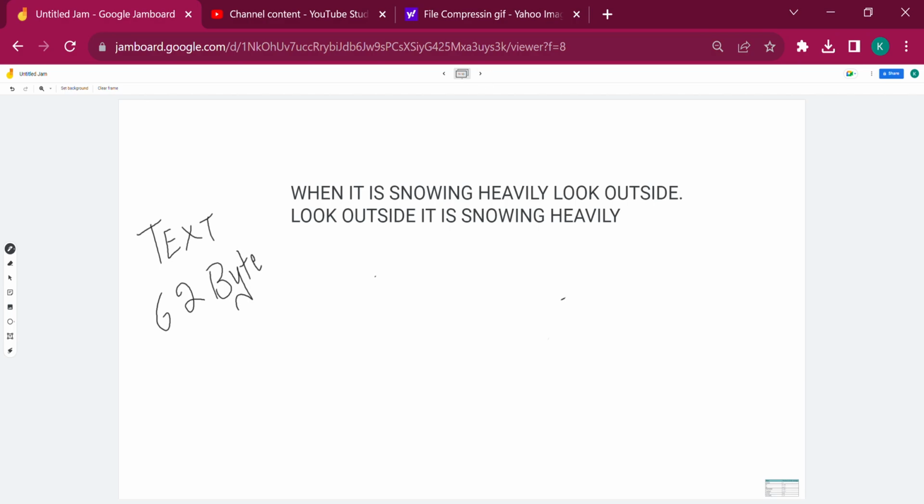Now we need to implement some compression algorithm on it. What I am doing is positioning each word. There are 13 words in this example.